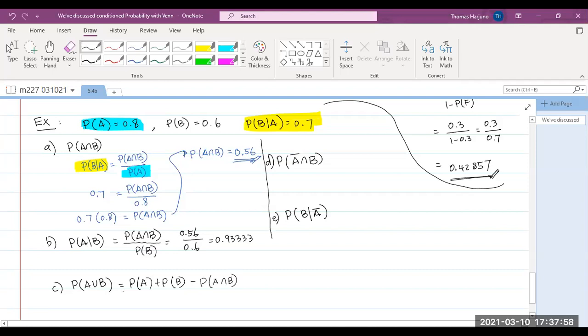Probability of A union B is probability of A plus probability of B minus probability of the intersection. We have all the ingredients already at this point. So this is 0.84.